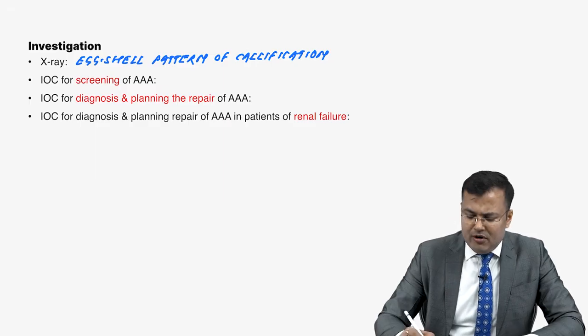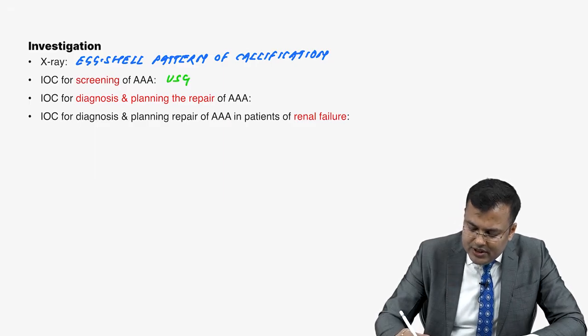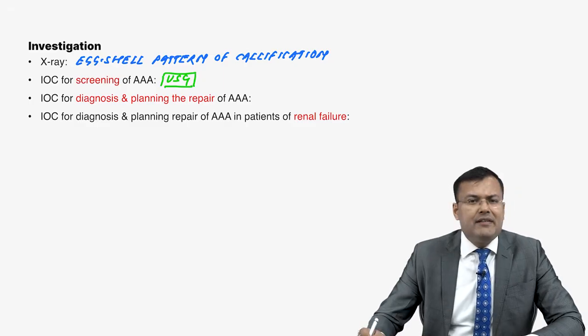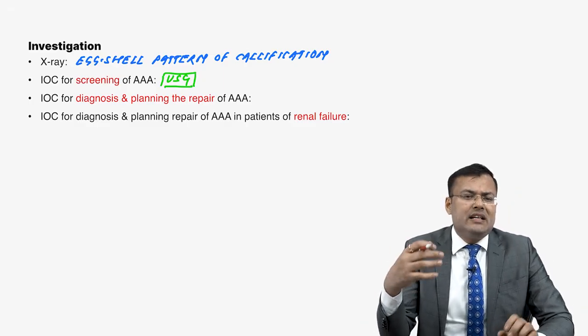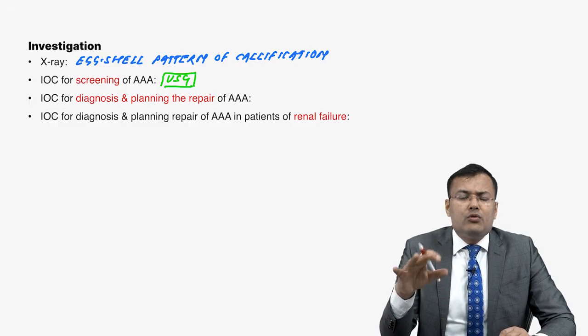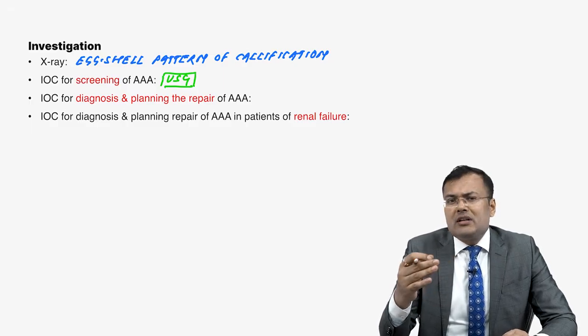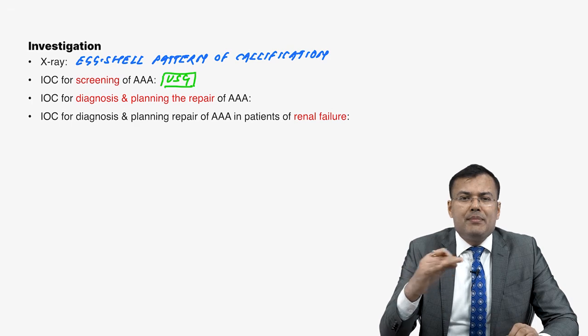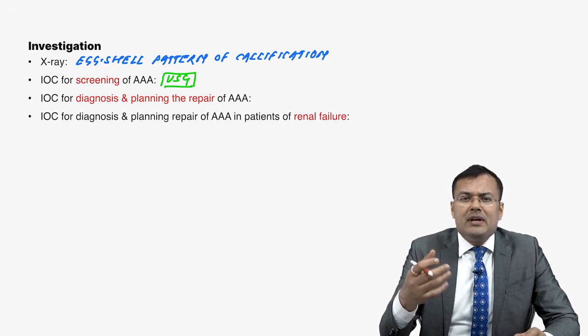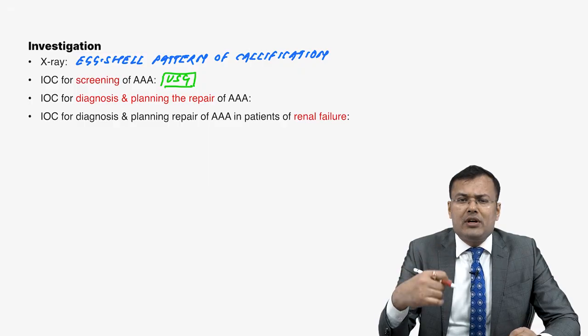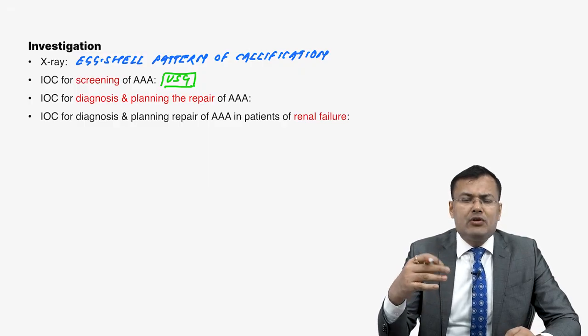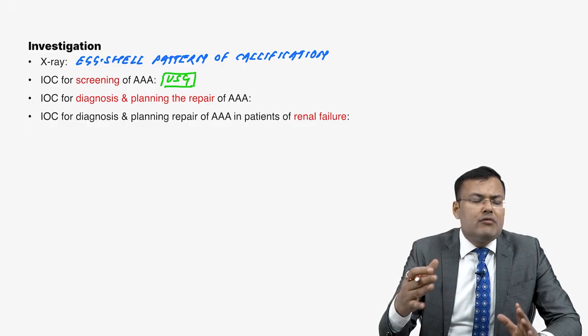In one of the latest exams, this question was asked: investigation of choice for screening of abdominal aortic aneurysm. Obviously, we go for ultrasound. Cheap, easily available, safe, having good sensitivity and specificity. Now, suppose on ultrasound you detected an aneurysm involving the infrarenal aorta, size 4 cm. So what will you do?